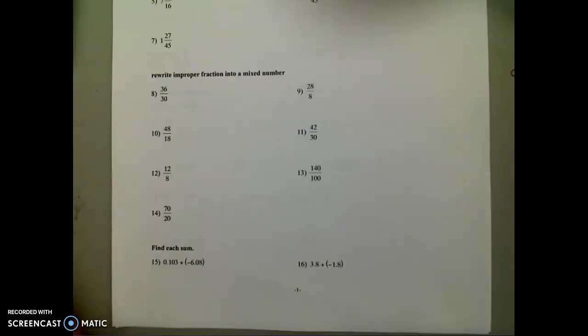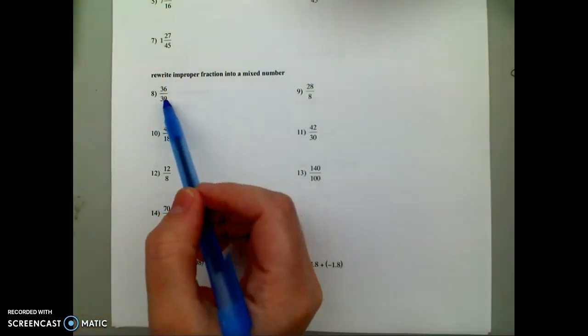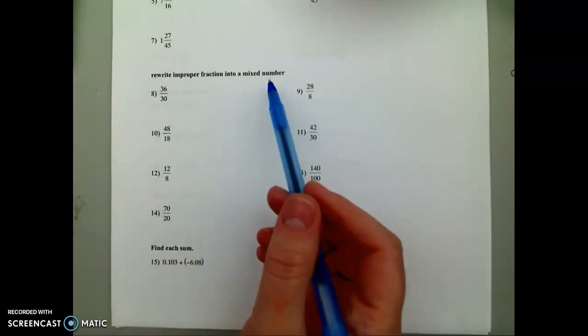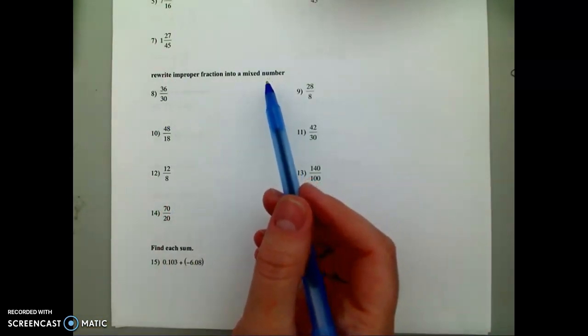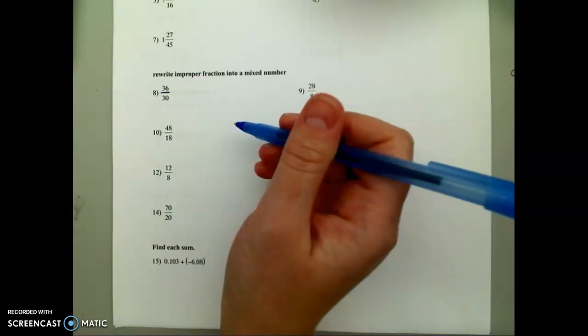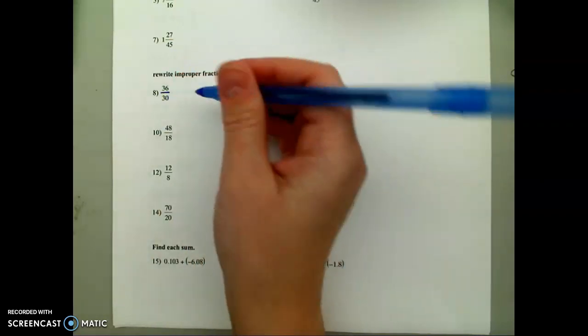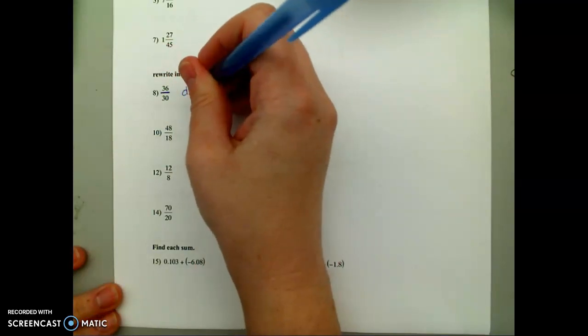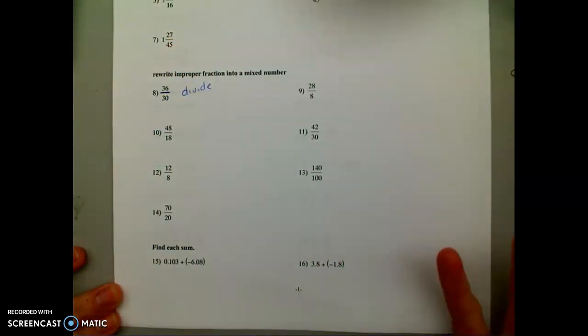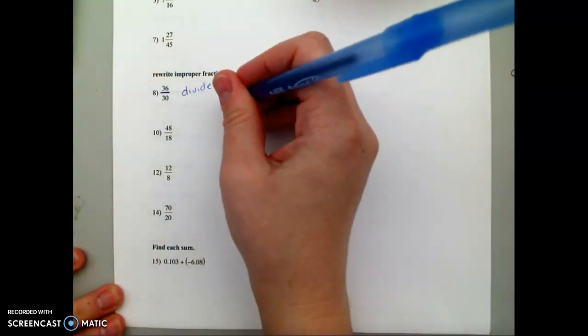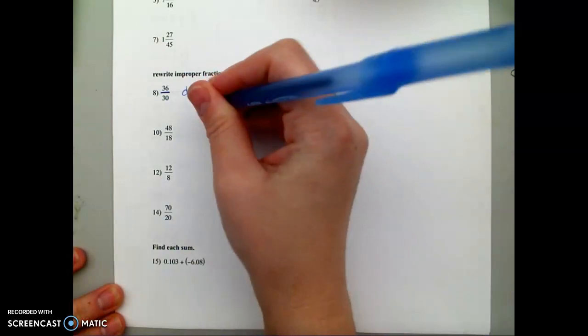Okay, now let's go ahead and do the opposite thing. Now we're going to take this improper fraction and we're going to put it back into a mixed number. We like to do this at the end of a problem so it looks nice and neat. The easiest way to think of this is to remember that this line right here means division. This is just one big division problem. Okay, so when I'm dividing, I'm going to go ahead and set it up so the 36 is being divided by 30.